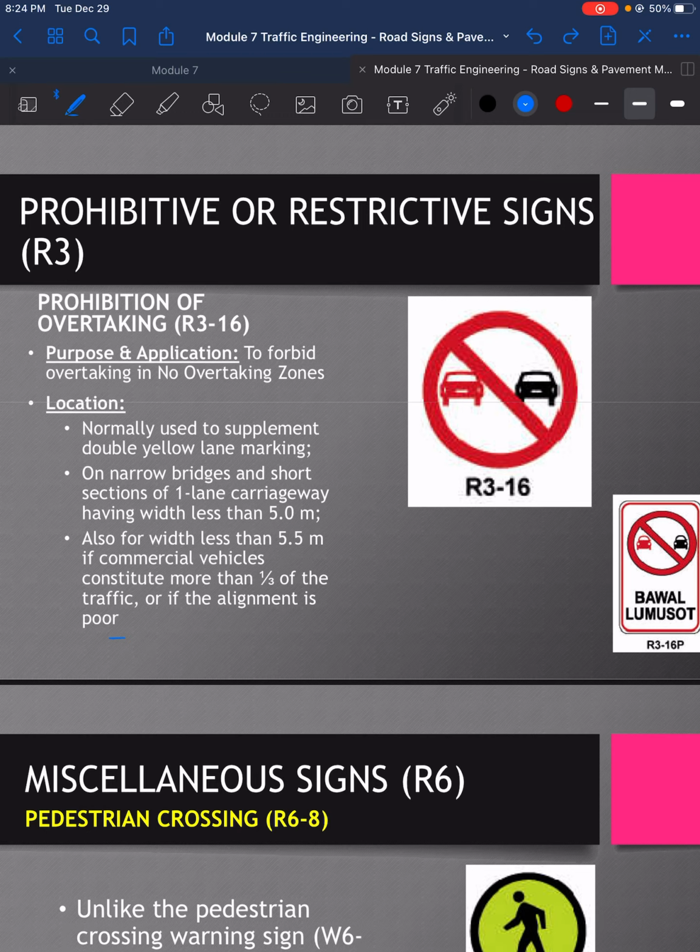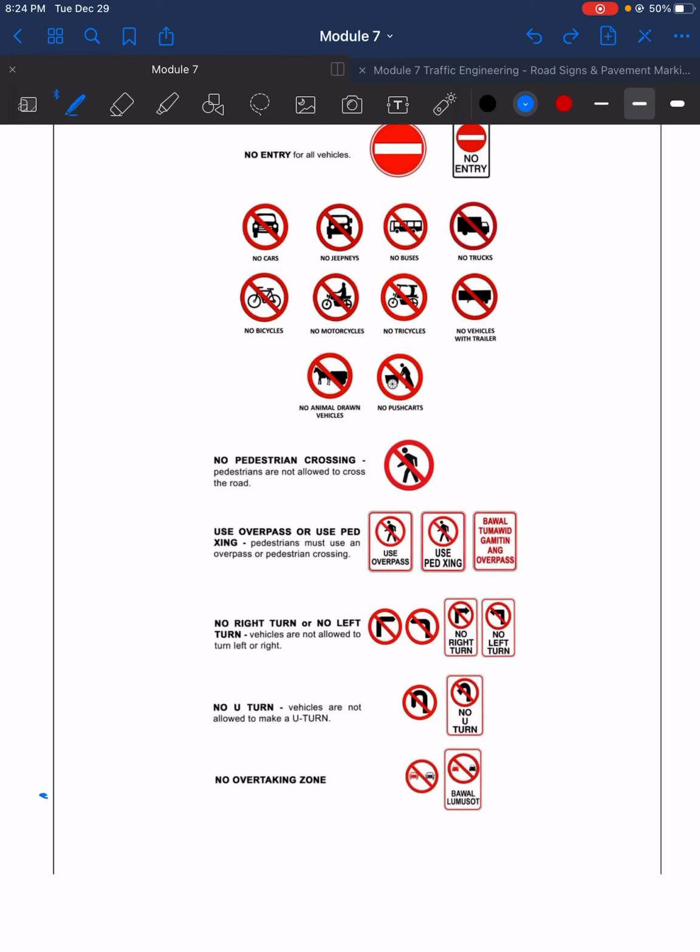Also, for width less than 5.5 meters, if commercial vehicles constitute more than one-third of the traffic or if the alignment is poor. So, naglalagay na ng ganitong mga signages.